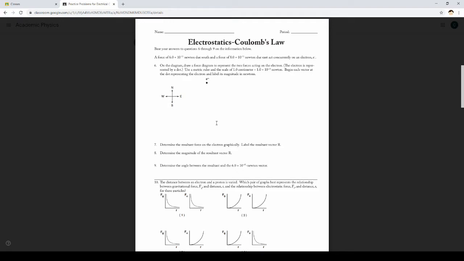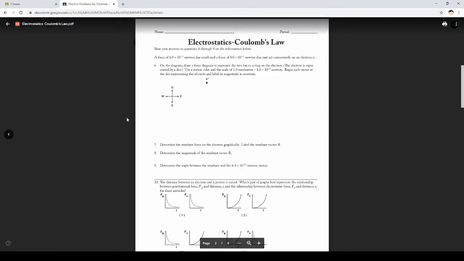Number 7, determine the resultant force on the electron graphically. Label the resultant vector R. So finding that resultant vector. Determine the magnitude of the resultant vector. You're going to use the Pythagorean theorem. That would give you 1 times 10 to the negative 14th newtons. And determine the angle between the 6 Newton vector and the resultant vector. So find this angle down here. You would get 53.1 degrees. We're not really going to do too much of this two-dimensional motion stuff.